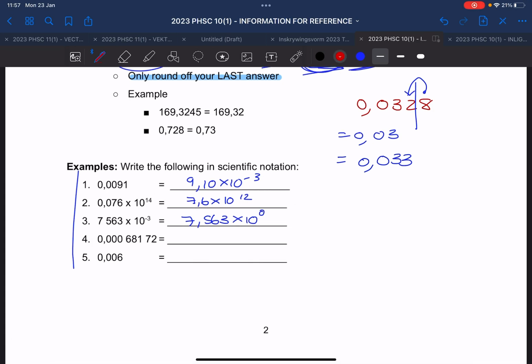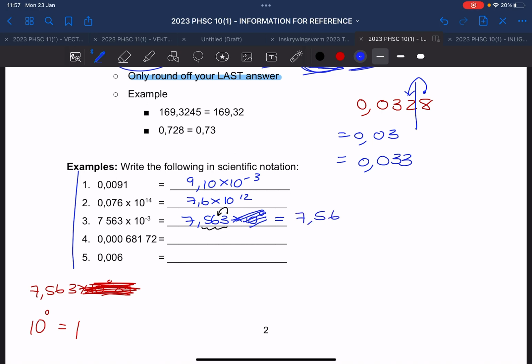Now I want to show you two things. What is anything to the power of 0? If you get 10 to the power of 0, what is that actually? 1. And I told you scientists are lazy. So we are not going to write 7.563 times 10 to the power of 0. We're also not going to write times 1. We are very lazy. So if we see anything times 10 to the power of 0, we are just going to ignore that completely and not write that down. Now we need to round that off. The 3, does it influence the 6? No, it doesn't. So this is 7.56.